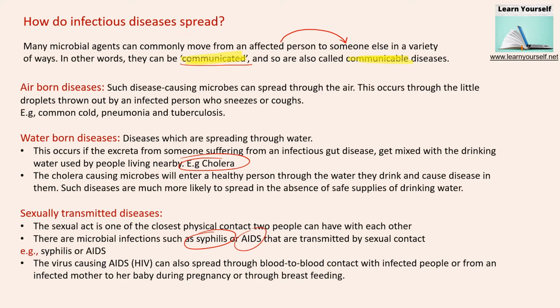with infected people or from an infected mother to her baby during pregnancy or through breastfeeding. These are the modes by which HIV/AIDS will spread into the community. First, it is a sexually transmitted disease. Second, it is transferred through blood to blood contact. Or if a mother has HIV/AIDS, the baby is likely to get HIV/AIDS by birth or through breastfeeding. So these are the possible ways by which infectious disease will spread into the community.